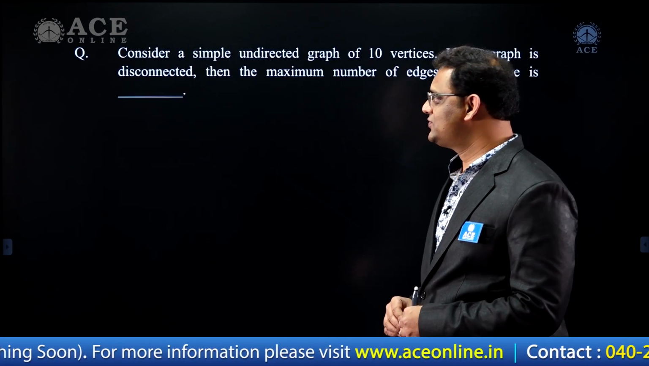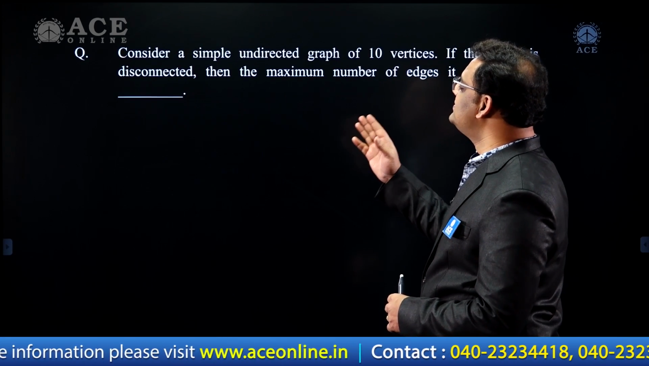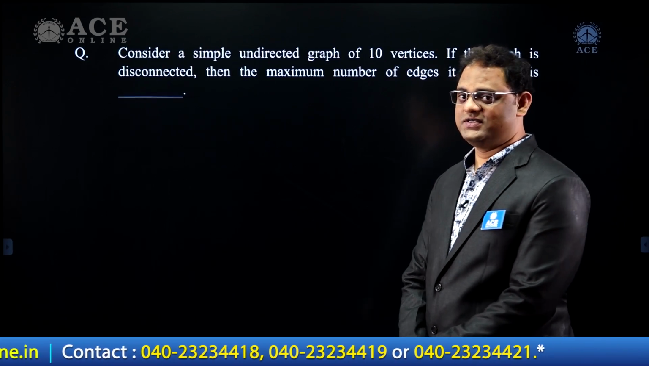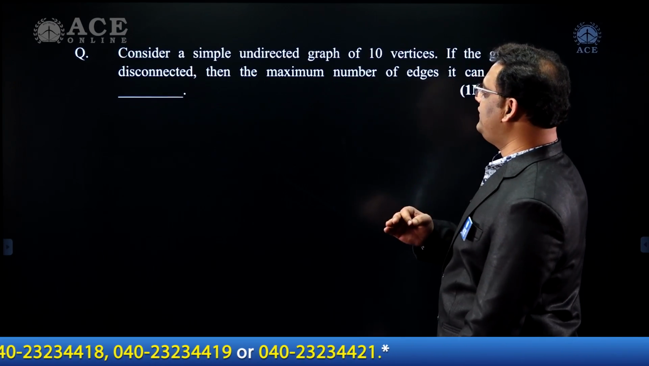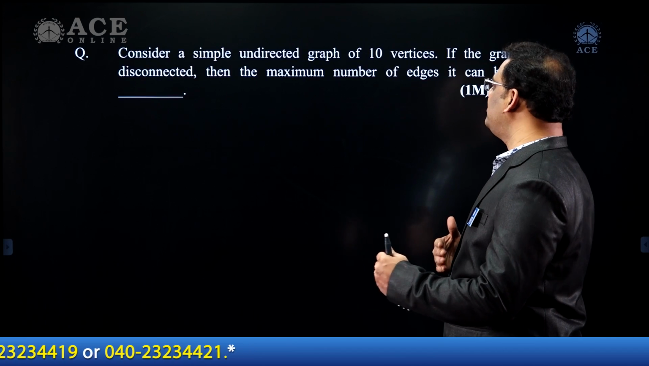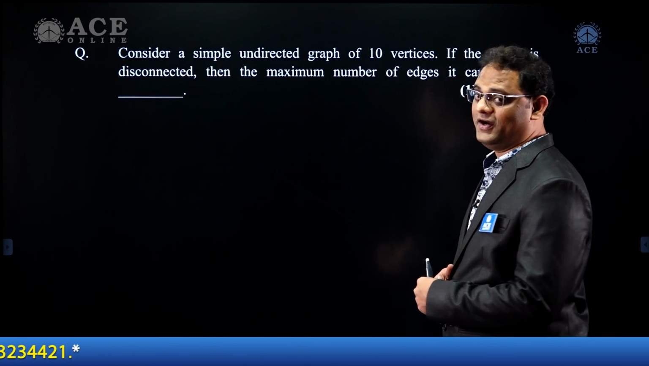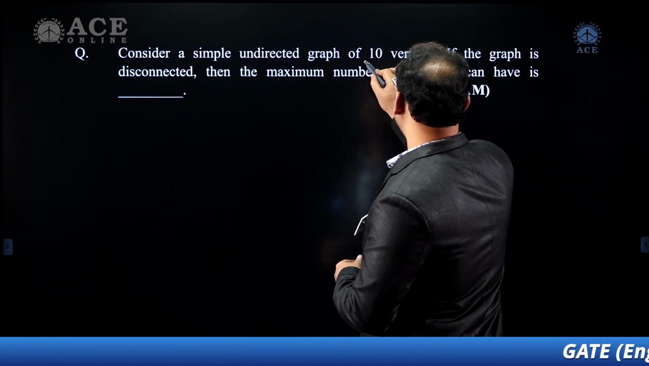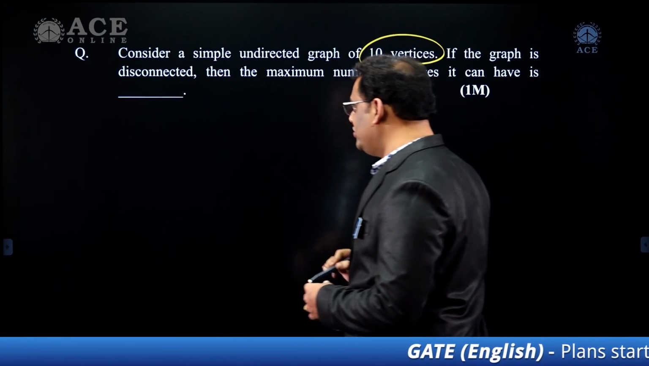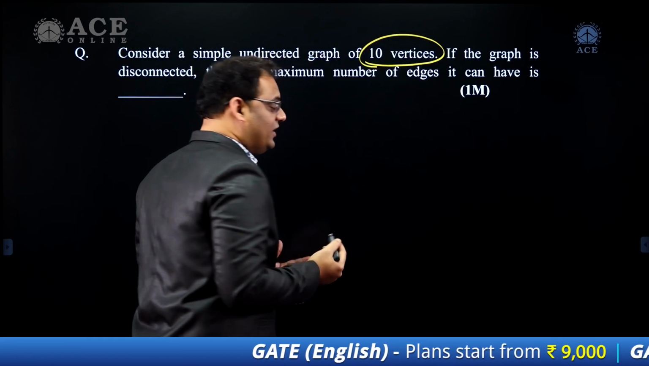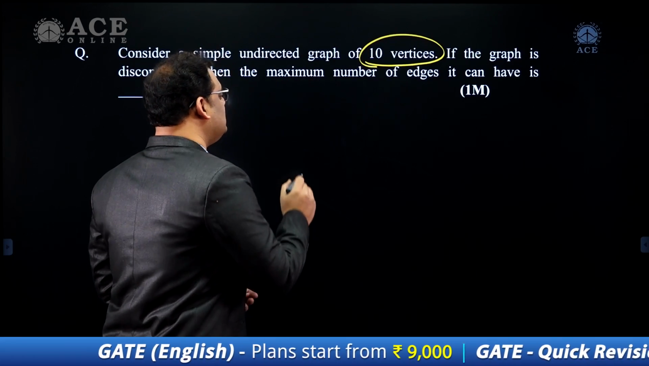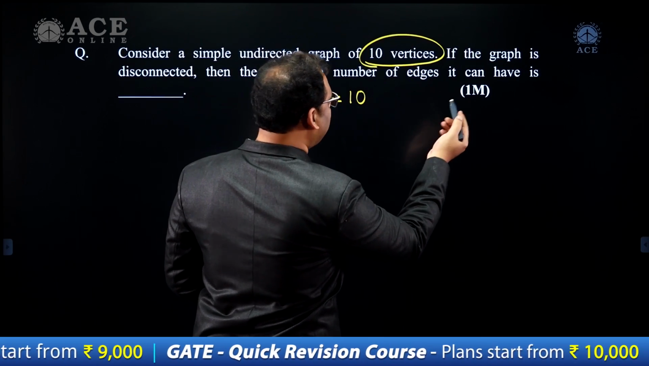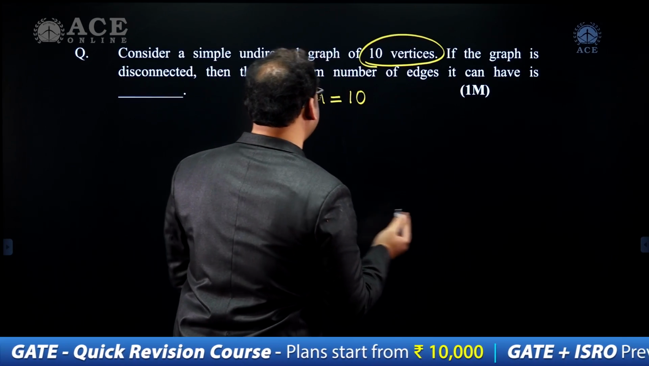Yes, students, see this question. Consider a simple undirected graph of 10 vertices. There are 10 vertices here. If the graph is disconnected, then what is the maximum number of edges it can have? Yes, students, this is a question from our graph theory concept about connectivity. We have 10 vertices here, and we want to find the maximum number of edges.